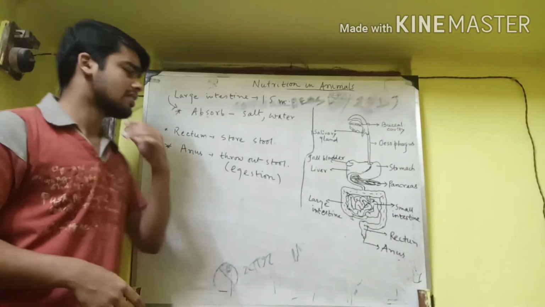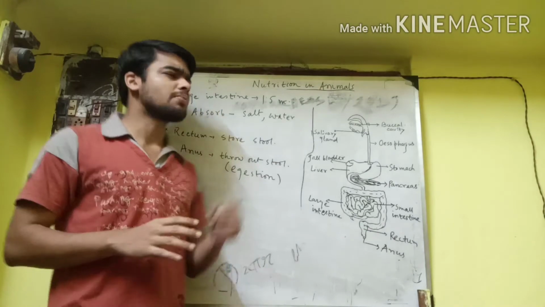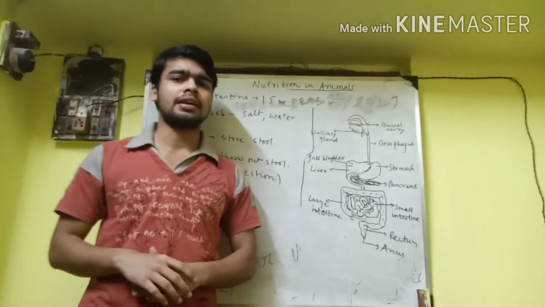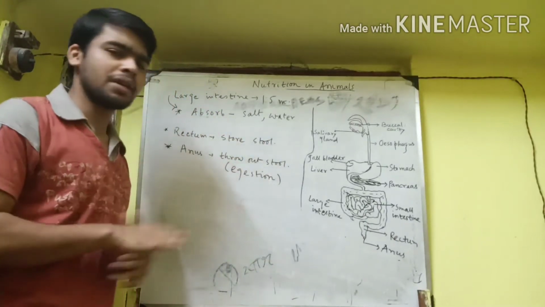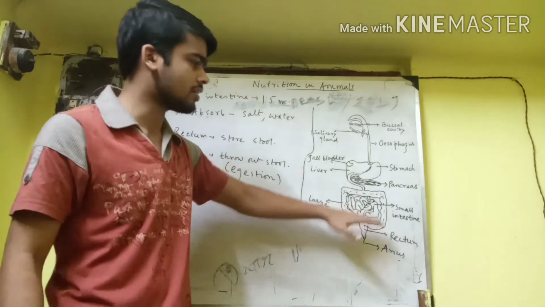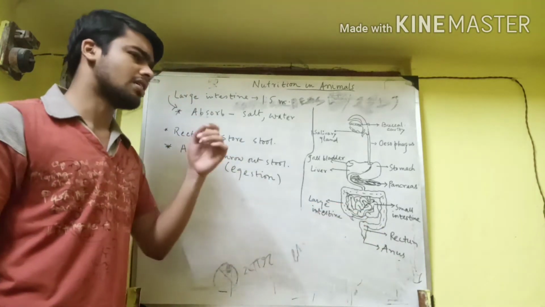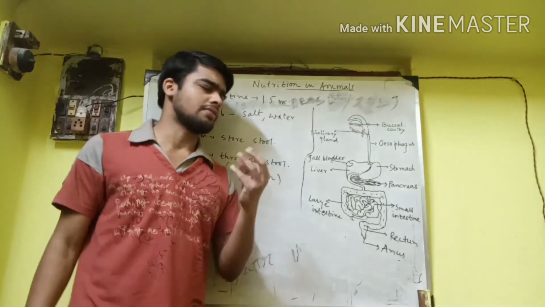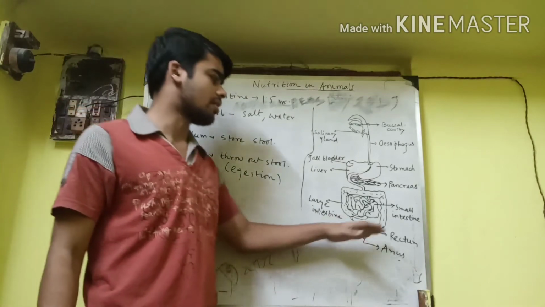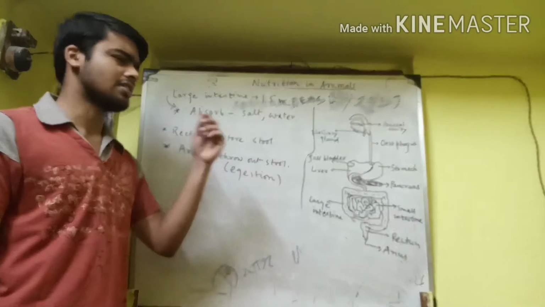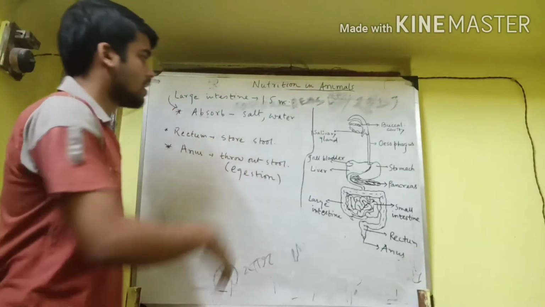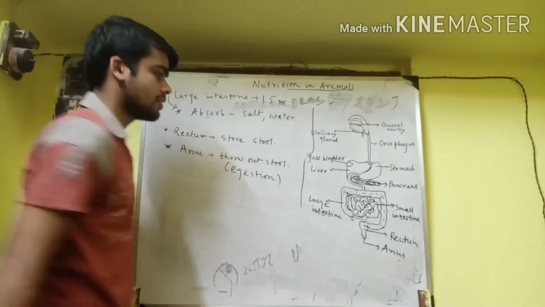In the large intestine, the remaining absorption of some salt and water happens from the undigested food. No food materials like protein, fats or amino acids remain, as they are already absorbed in the small intestine. A very small amount of salt and water present in the undigested food materials is absorbed in the large intestine.